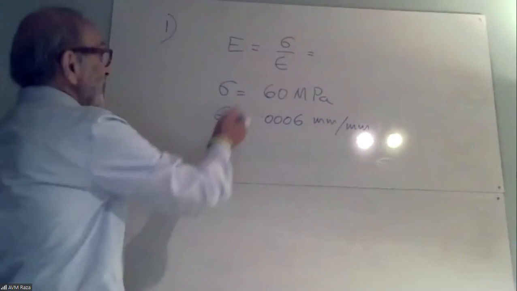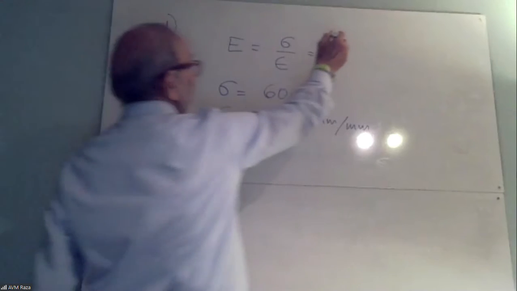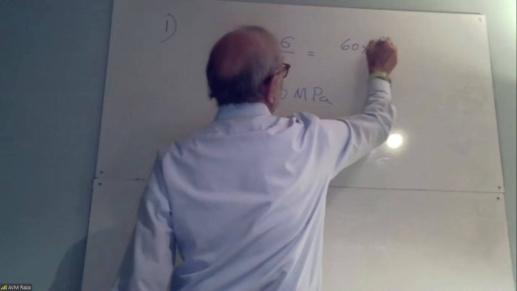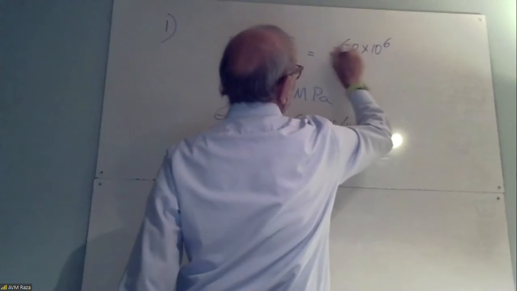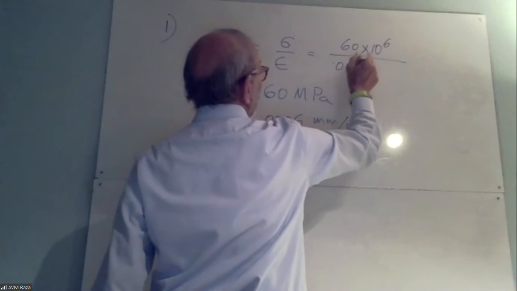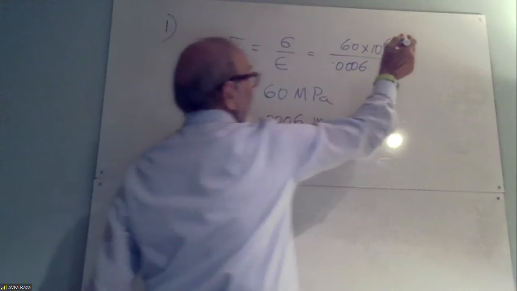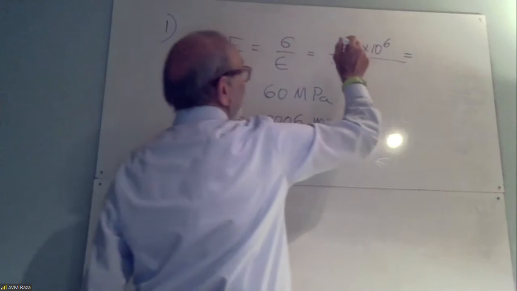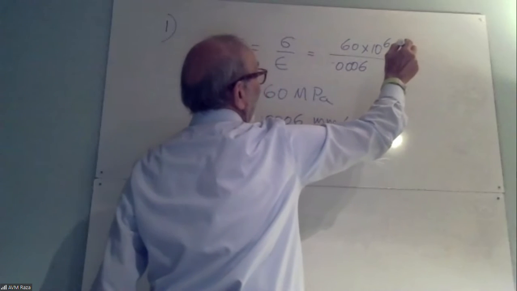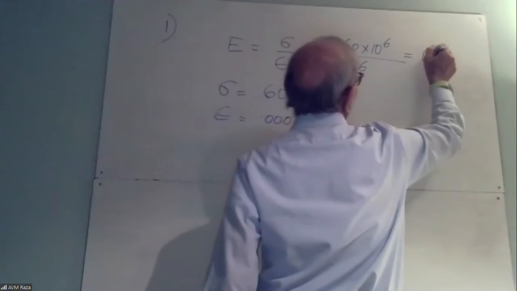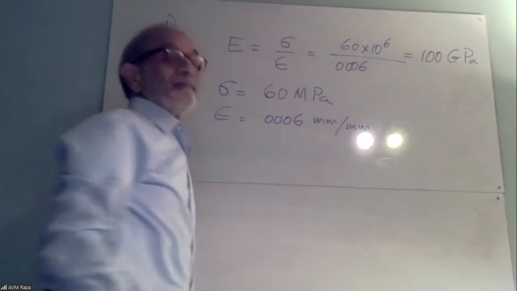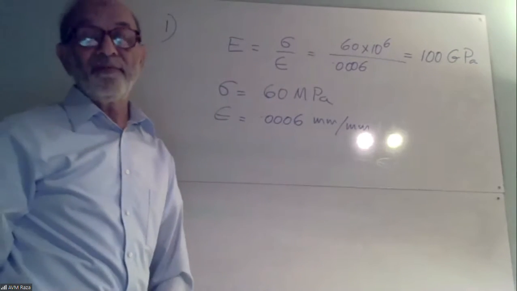So what will be E then? E will be sigma over epsilon, so 60 megapascals, which is 60 times 10 raised to power 6 pascals, divided by 0.0006. And this will come out to what? So I have 1 times 10 to the 11, which means 100 gigapascals. That's the value of E you get there.